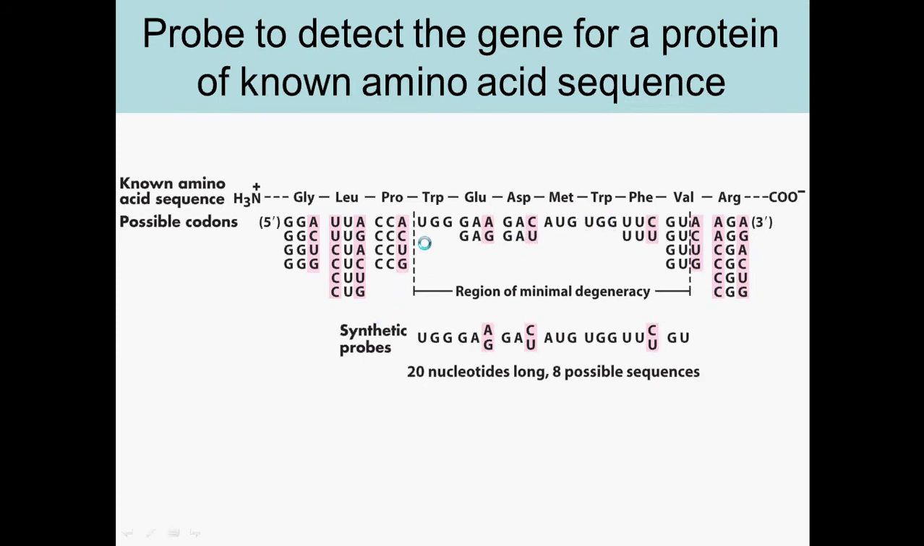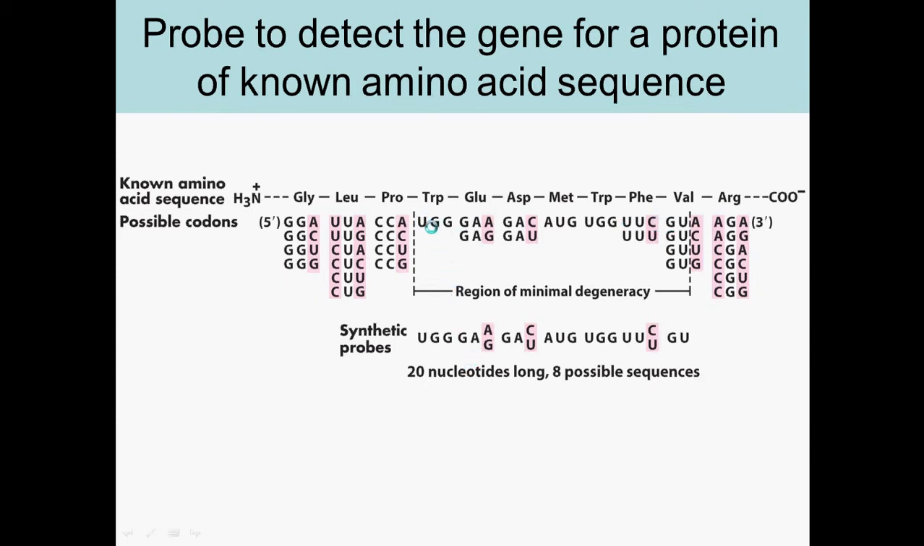And then you make a probe that's this one, and then you make a probe with this one. So you make 8 total probes because you have 2 times 2 times 2. 2 times 2 is 4, 4 times 2 is 8, so 8 different possibilities. So you make the 8 different probes. So one possibility would be UGG, GAA, GAC, AUG, UCC, and whatever.